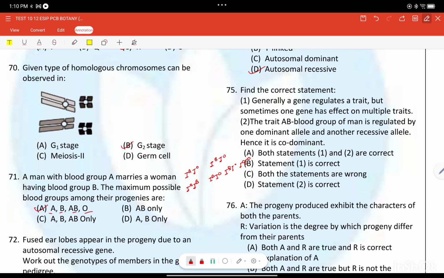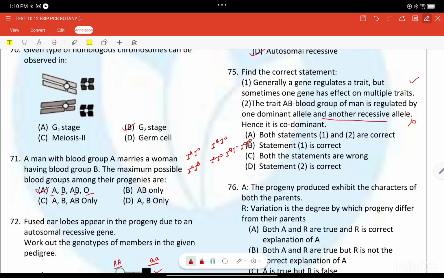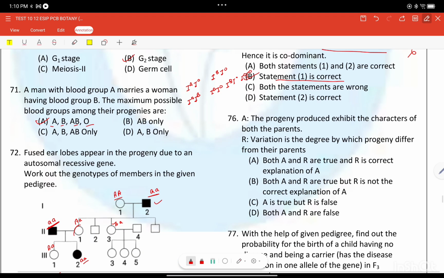Find the correct statement. Generally, a gene regulates a trait, but sometimes one gene has an effect on multiple traits. This statement is correct. That is pleiotropy. The trait AB blood group of man is regulated by one dominant allele and another recessive allele. Both are dominant alleles. A and B both are dominant alleles. O is the recessive allele. So the answer is B. Statement 1 is correct. Statement 2 is incorrect.